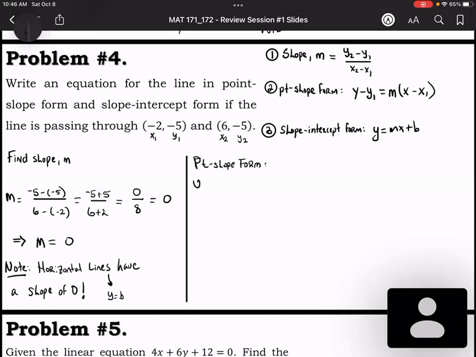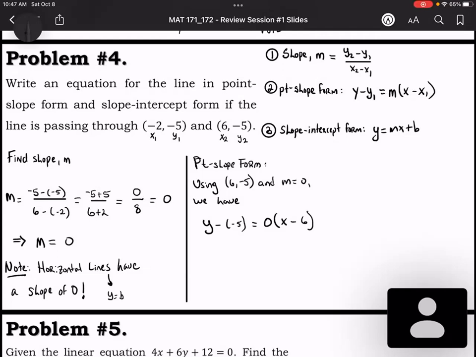So using 6 comma -5 and m equals 0, we have the following. We're going to get y minus the value of our y coordinate, -5, is equal to the value of our slope, 0, times x minus 6. Now, this is a good answer for your point slope form. But again, if you're doing this on MyLab, you might have to simplify this just a tad bit. Can we simplify this just a tad bit here? In other words, is there any way for me to simplify one side of the equation?